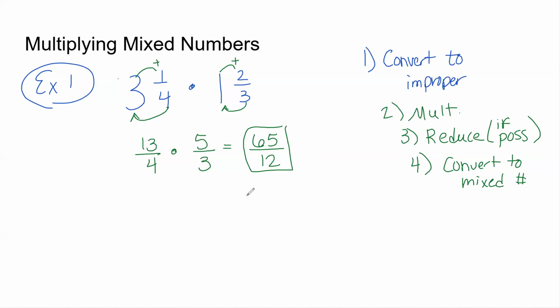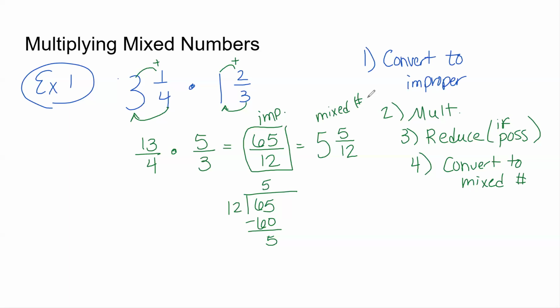So if we're going to do that, we'll come off to the side here and do 65 divided by 12. That goes in 5 times, which is 60, with 5 left over. So the whole number is 5, top is 5, and denominator is 12. So there's the improper answer, which is correct. And then there's the mixed number, which is also correct. But probably we want the mixed number here since the original problem was 2 mixed numbers.